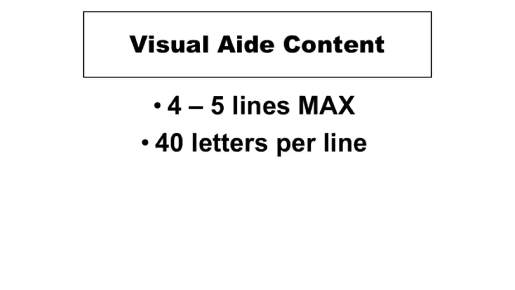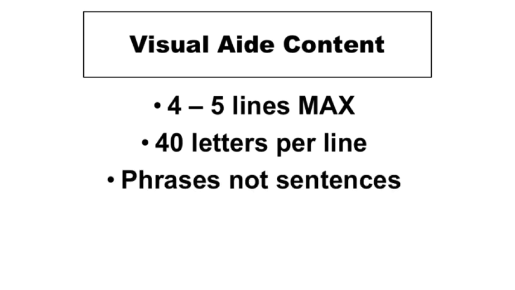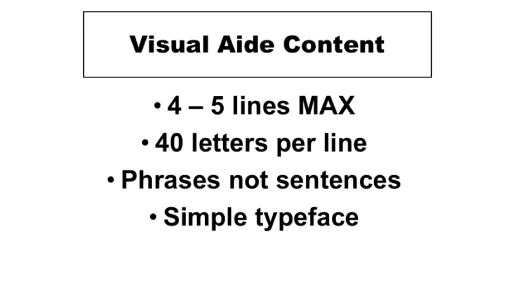Same concept in that former slide, 4 to 6 lines of content, then the next one comes in. 40 letters per line, then the next one comes in. Phrases, not sentences, and I end with simple typeface. I didn't throw all those at you at once. They were one at a time. And when I bring them in one at a time, it looks better. The audience can handle the introduction of concepts one at a time.